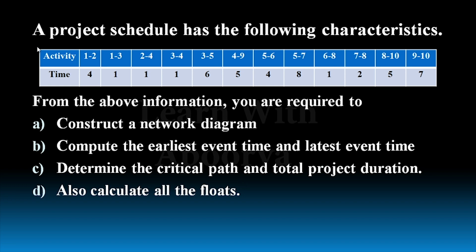The question is as follows. A project schedule has the following characteristics. So the data is given in form of activity and the time duration of each activity. From the above information, we are required to construct the network and then compute the earliest event time and latest event time. And third one is determining the critical path and the total project duration. And the fourth one is you have to calculate all the different floats. So this is the question. So let's start with the solution.